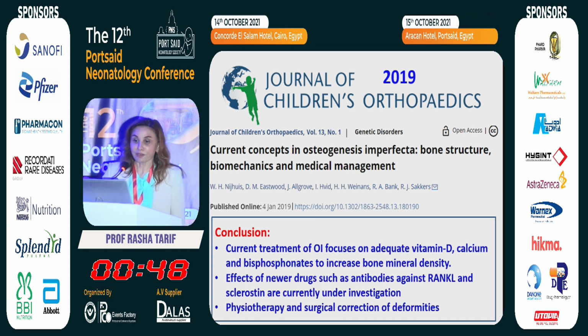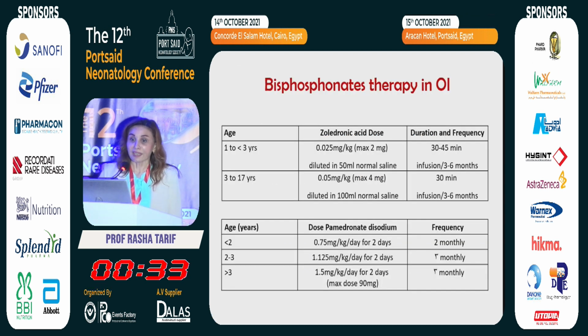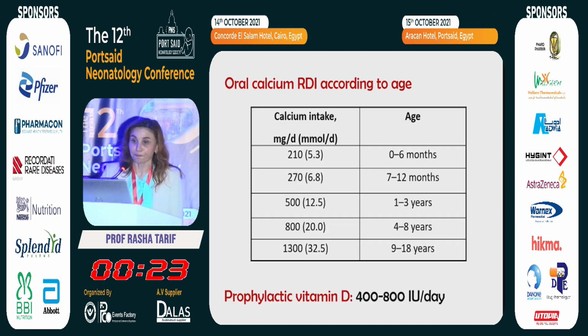It's clear that the current treatment of OI focuses on vitamin D, calcium, and bisphosphonate. Bisphosphonate is the golden tool for treatment of those children. It improves the quality of life and reduces the fractures a lot. And these are the doses of the bisphosphonates, as you see, the zoledronic acid and the pamidronate. We use the zoledronic acid and the results are excellent in those children.